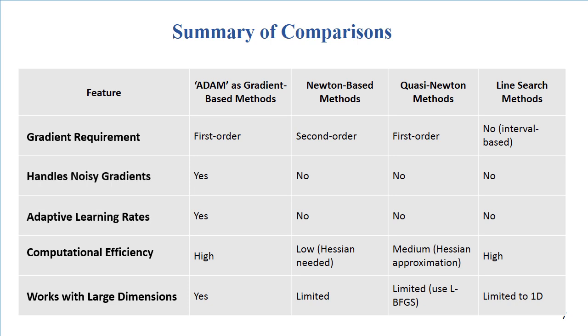In addition, this method exhibits high computational efficiency, whereas Newton-based methods have low efficiency due to the need to compute the Hessian matrix, and quasi-Newton methods have moderate efficiency because of Hessian approximation. The final advantage is its ability to scale to large dimensional problems, which is supported by this method but is limited in the other approaches.